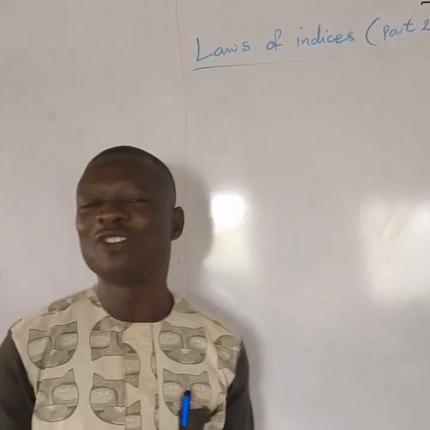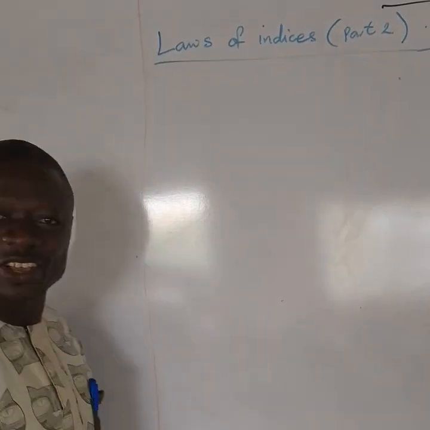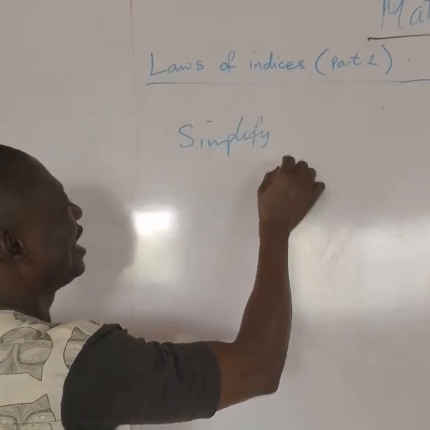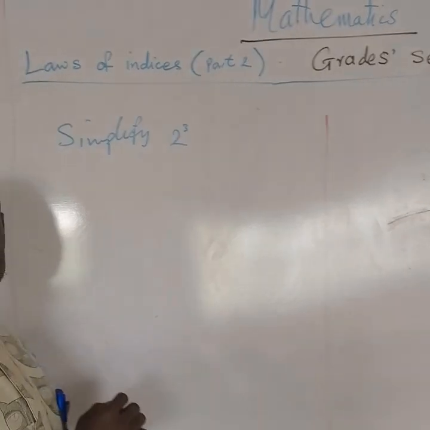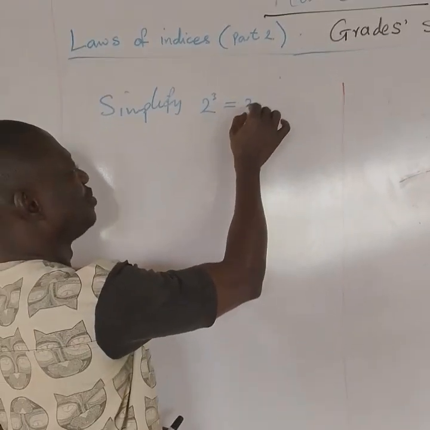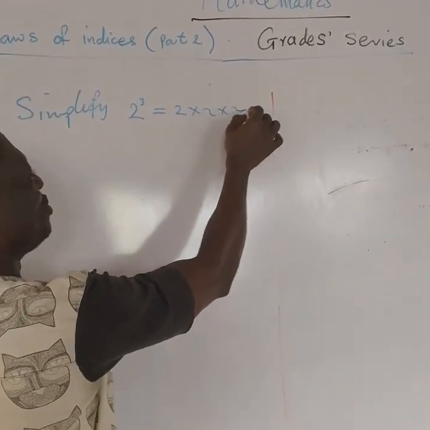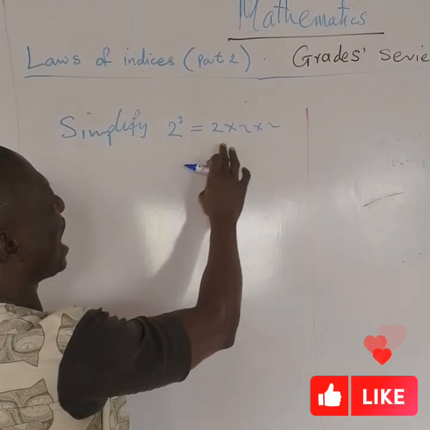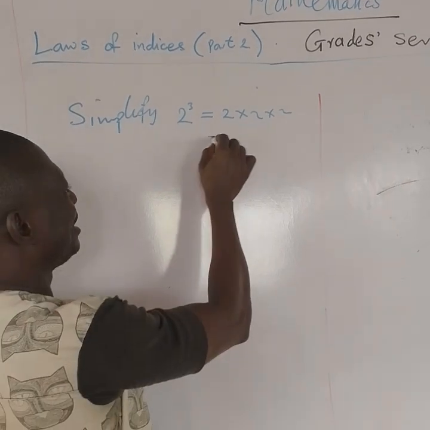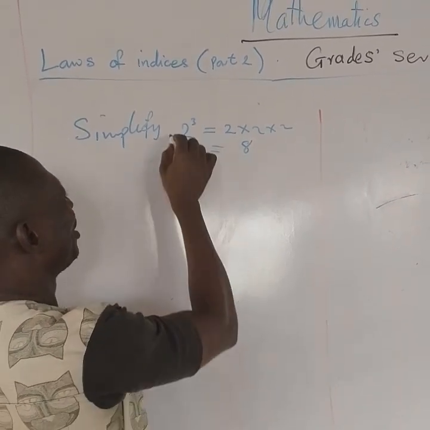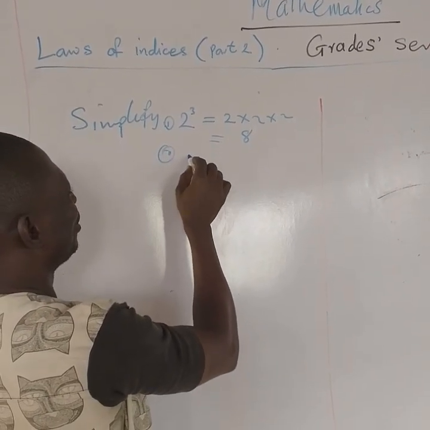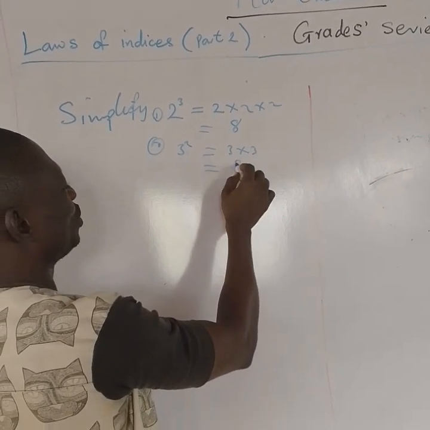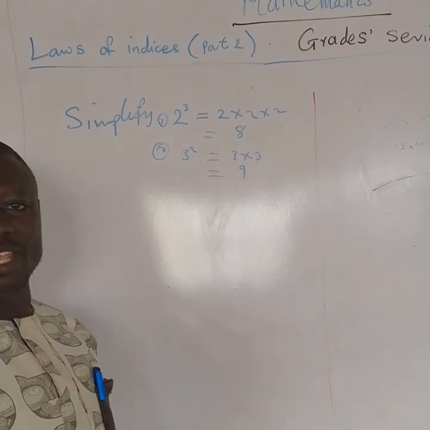You probably do not have any problem with questions like simplify 2 raised to power 3. This is 2 times 2 times 2. I hope you still remember that it's not 2 times 3. No, it is 2 times 2 in 3 places. That gives us 8. Or a question like 3 raised to power 2, which is 3 times 3, which is equal to 9.